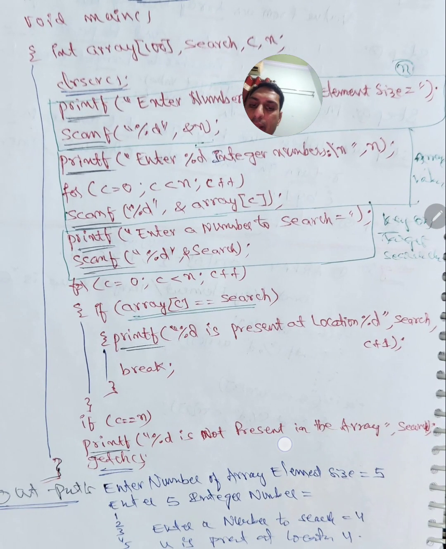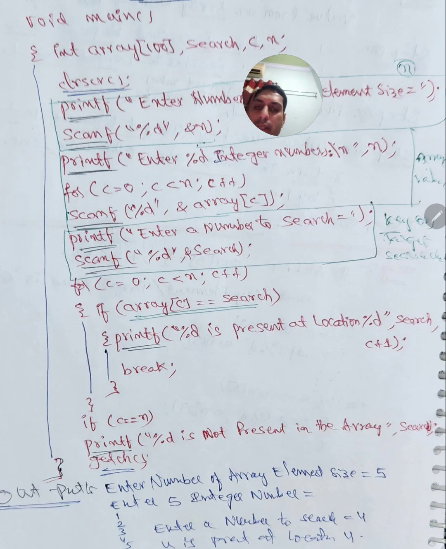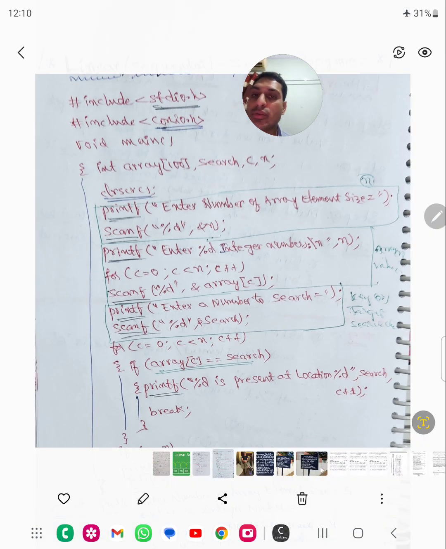Very simple. Enter array elements; the size I entered as 5. Enter 5 elements, randomly enter any numbers 1 2 3 4 5, and the element number you want to search for. 4 is in location 4. Right, now we'll see it with the compiler also. I will show you.